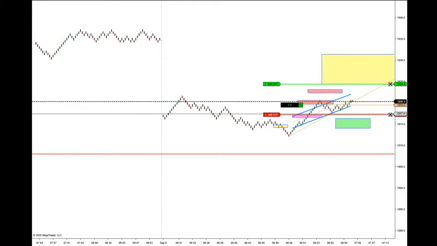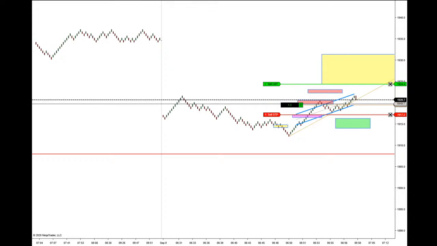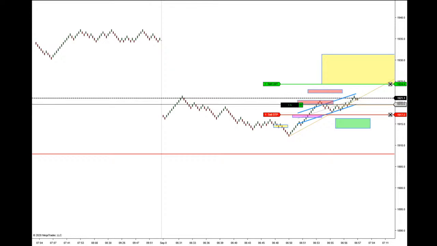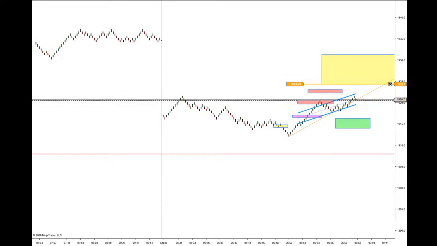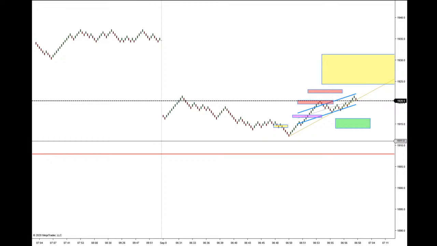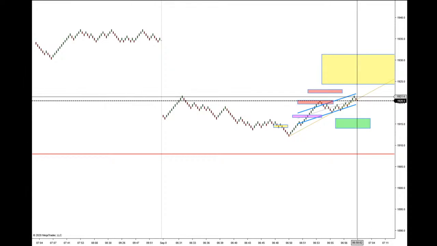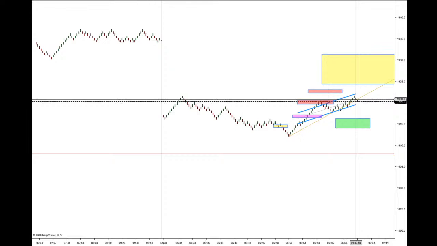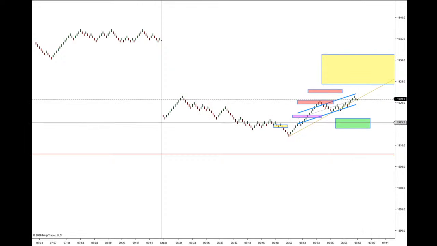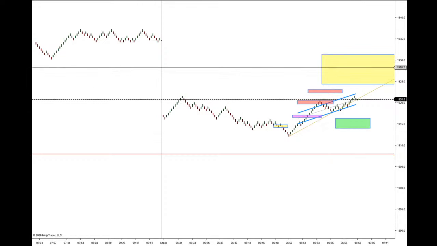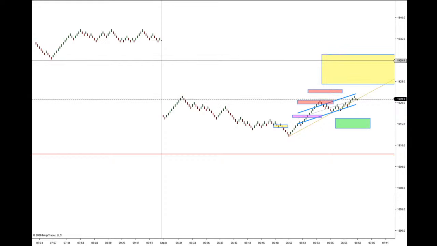Alright, so we are passing our first resistance area. Seeing some selling pressure. I'm getting out. I'm out. We're at $210. I saw some selling.